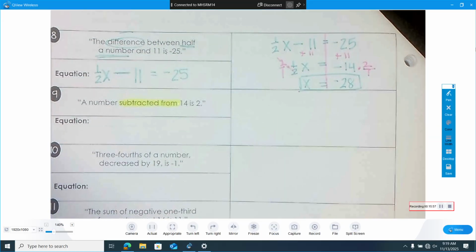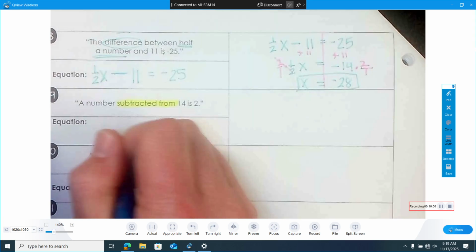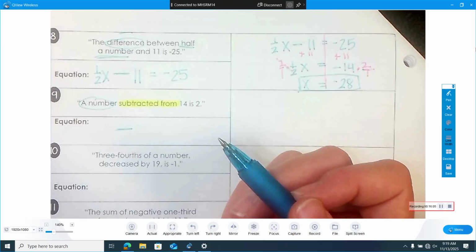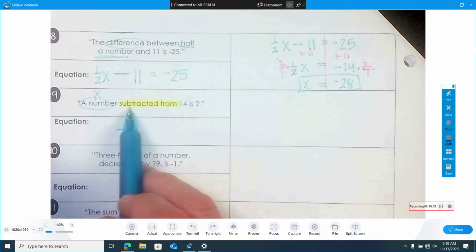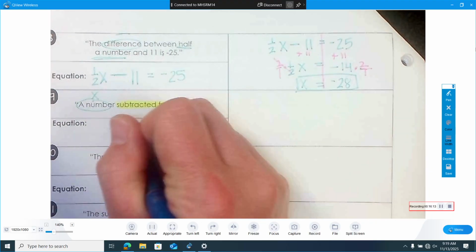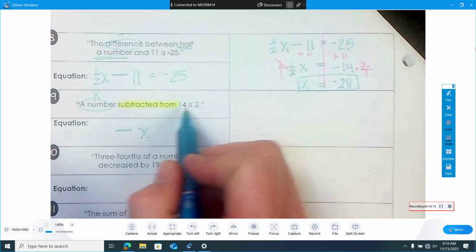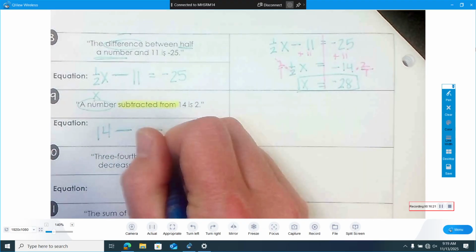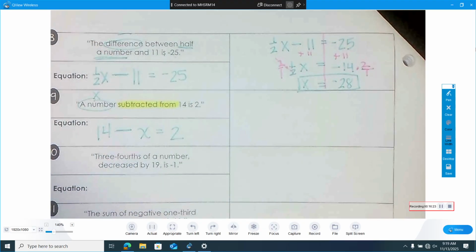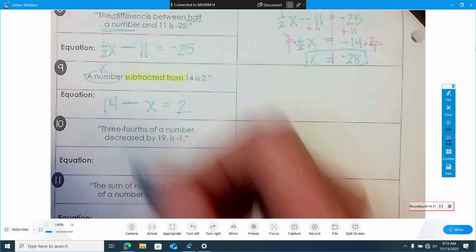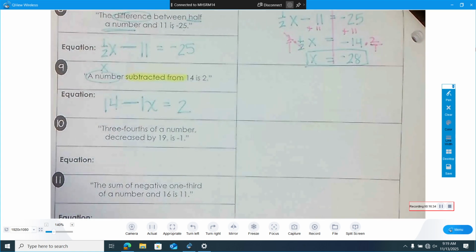So a number subtracted from is another turnaround phrase again, subtracted from. It's subtracting, but this is the number, which, what would we call that? X is subtracted from. So where does the x go? Does it go at the beginning or at the end? At the end. So a number is subtracted from 14. So we're taking it away from the 14, and that equals 2. So again, I just want to make sure that you're getting those turnaround phrases. Questions on that one? Let's remember that there's an invisible 1 there, so we don't forget.